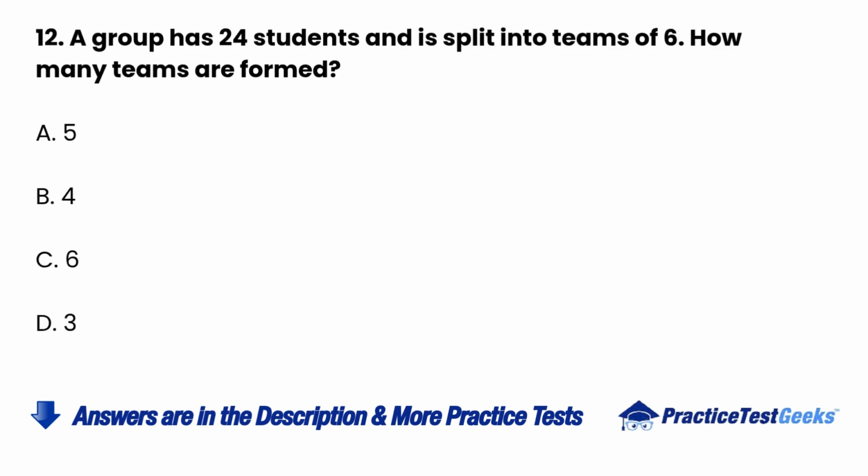12. A group has 24 students and is split into teams of 6. How many teams are formed? A. 5. B. 4. C. 6. D. 3.